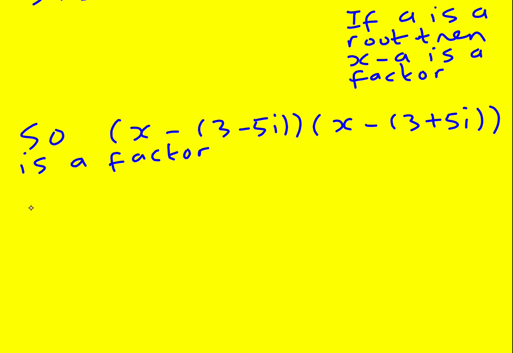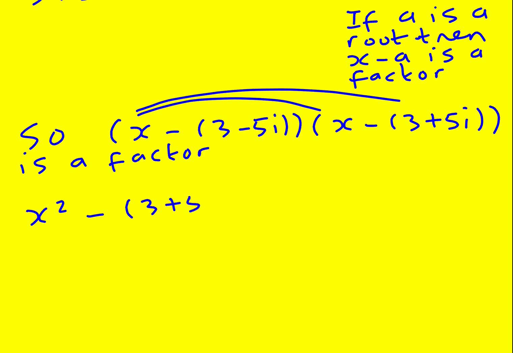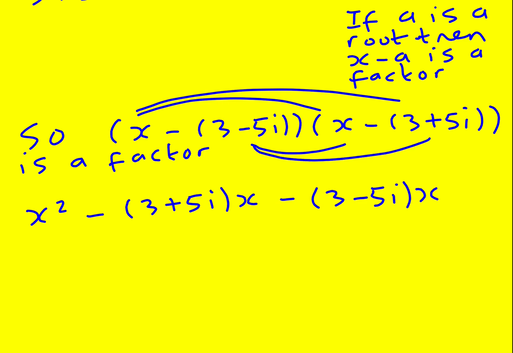Okay, and that's going to give us x squared, and then we're going to get minus 3 plus 5ix, then minus 3 minus 5ix. Here I've got a double negative, so it's going to be plus 3 minus 5i, 3 plus 5i. Bring this together.